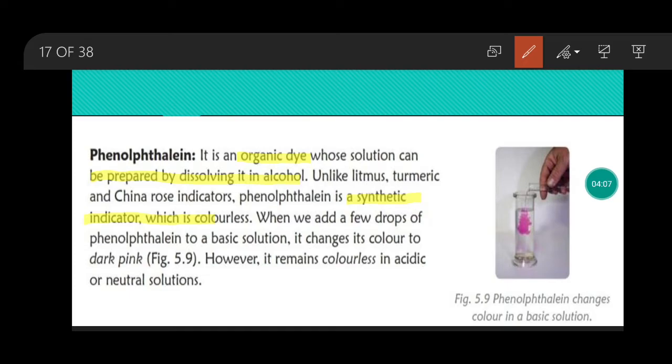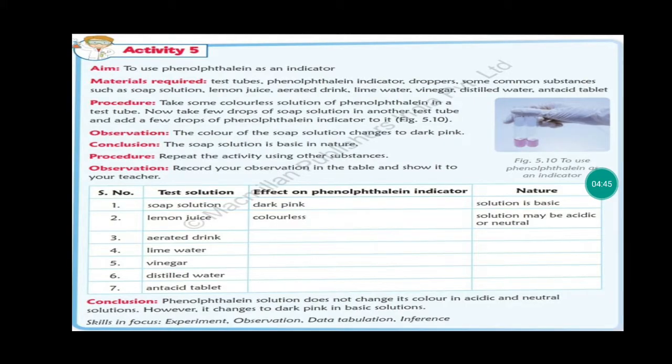We also came to know that phenolphthalein is colorless. When we add a few drops of phenolphthalein to a basic solution, it changes its color to dark pink. However, it remains colorless in acidic or neutral solution. Here also we have the limitations: when we add a few drops of phenolphthalein to a basic solution, it changes its color to dark pink. If the color changes to dark pink, that means the solution is basic. But when we put the phenolphthalein in a neutral and acidic solution, we do not observe any color change. Okay, so let us perform an activity.